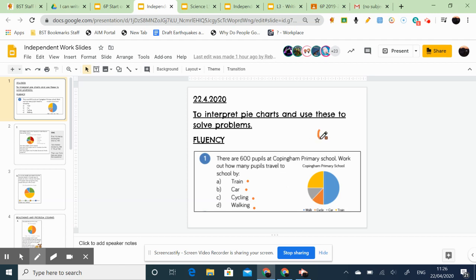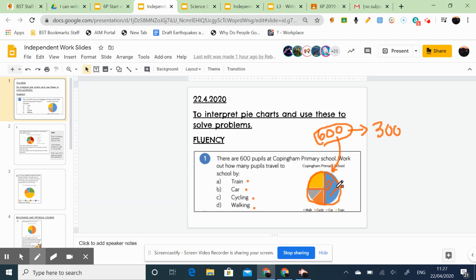So I know that there are 600. First of all, that's my total, 600, and that actually is the entire circle. That's what it represents. So this whole part here, everything, is 600. Now I'm going to split it. I know that this half here is exactly half of the circle. So that must mean half of 600 is walking, and half of 600 is 300. So 300 walk.